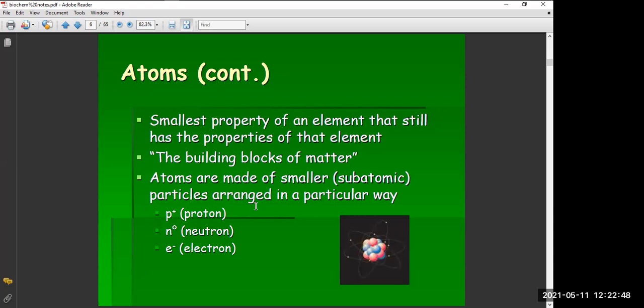Thank you. Good. The smallest part of an element that still has the properties of that element, the building blocks of matter. So here they are defining an atom in a different way. An atom is the smallest part of an element that still has the properties of that element, the building blocks of matter. So atoms are actually the building blocks of matter. Atoms make up the matter. They are the building blocks. So atoms are made of smaller subatomic particles arranged in a particular way.